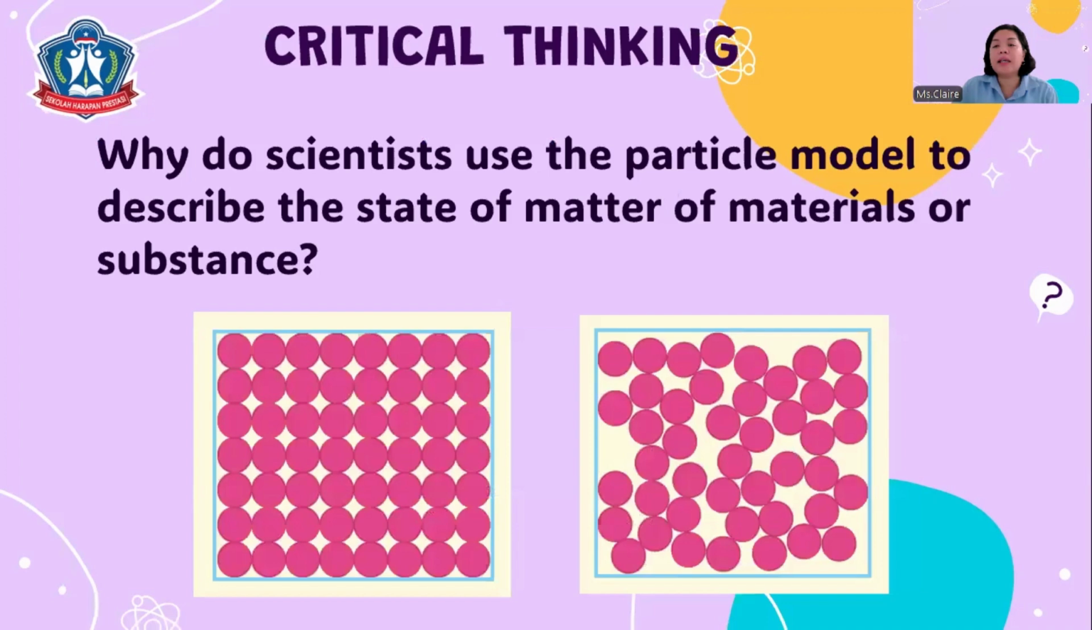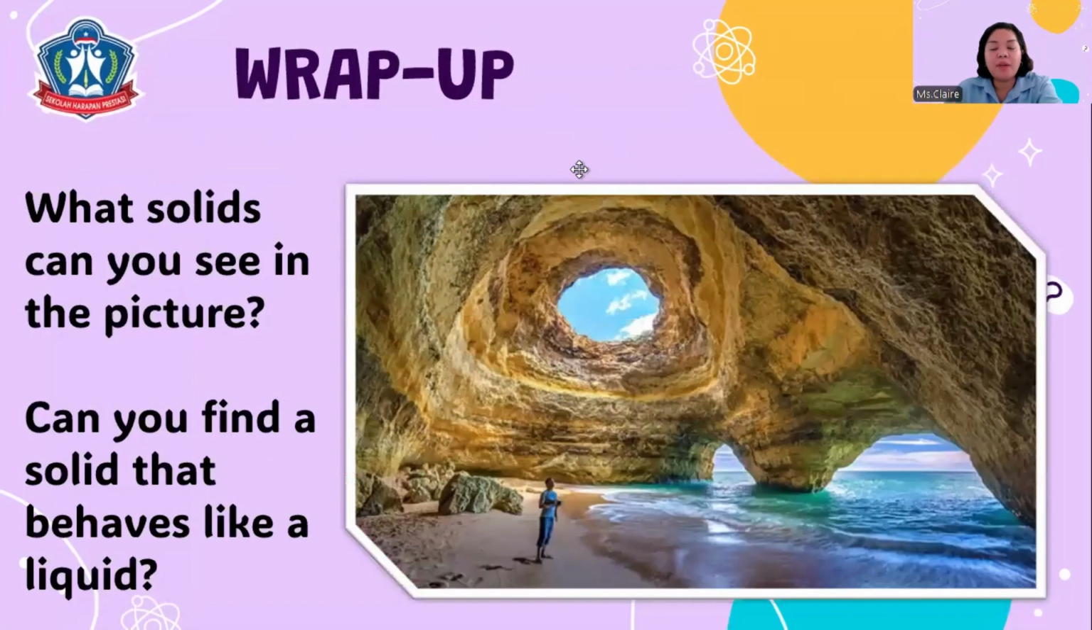For our critical thinking, why do scientists use the particle model to describe the state of matter of materials or substances? Do you know the answer? I already explained it earlier. You can go back to this video and find the answer. For our wrap-up for lesson A, what solids can you see in the picture? Can you find a solid that behaves like a liquid? Take a look at this picture. Share your answer during our class.